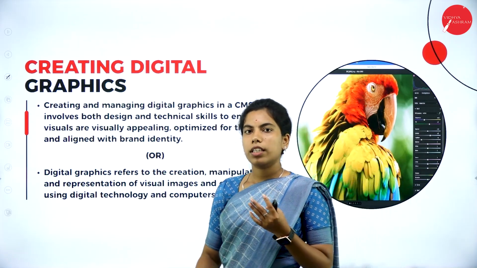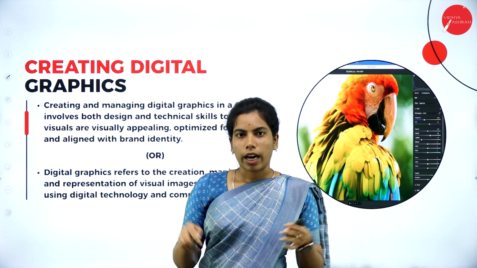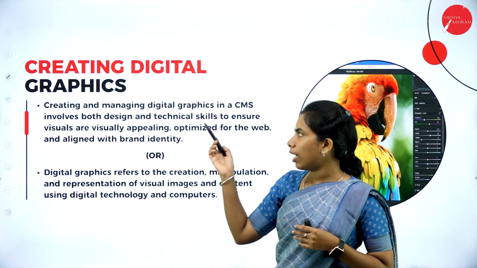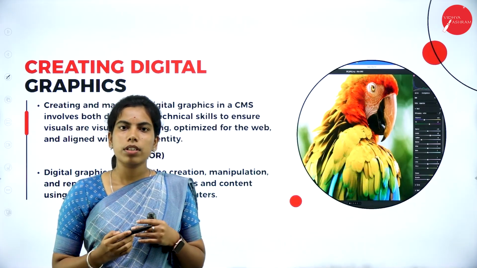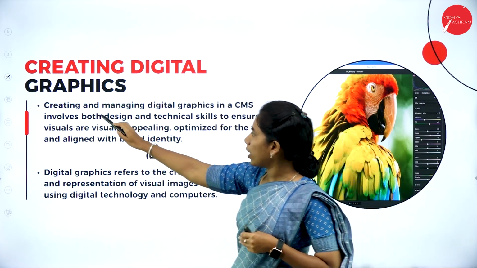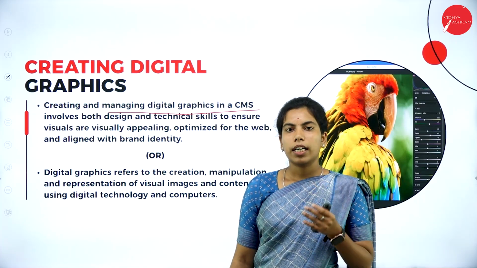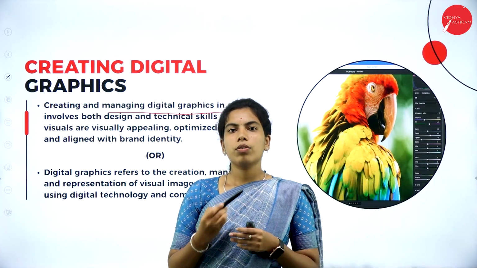So graphics is nothing but complete images. The images can be video and also charts and also graphs. So these all come under graphics, right? Means graphical representation. So that graphic can be edited using some tools. What are all the types we can see? Here you can see creating and managing digital graphics using CMS. CMS is nothing but content management system.